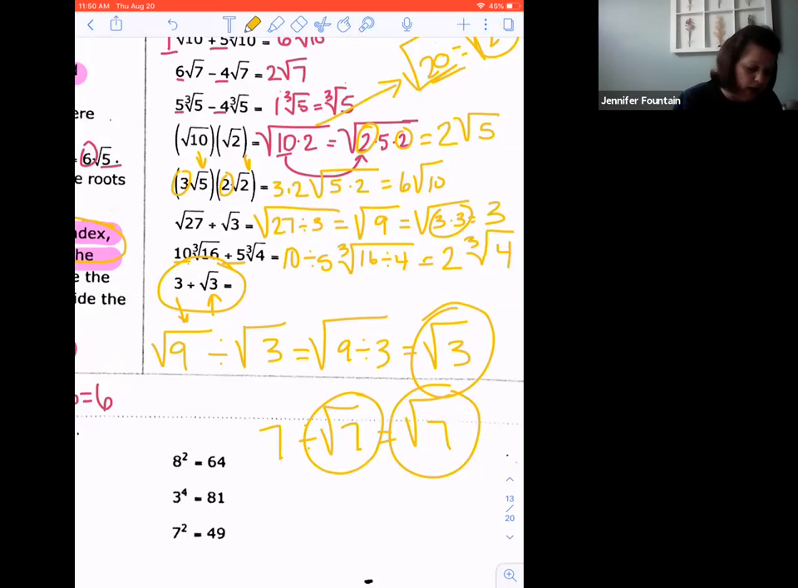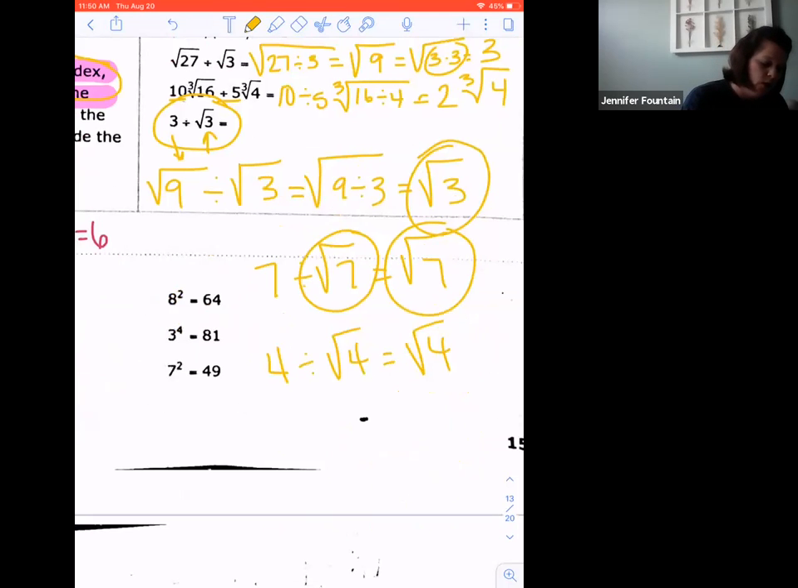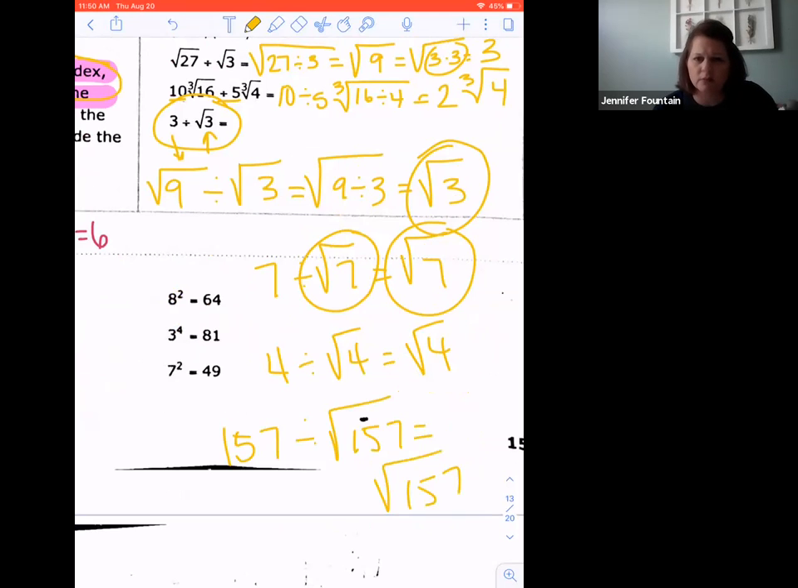If I had 4 divided by the square root of 4, that's going to equal the square root of 4. 157 divided by the square root of 157 will equal the square root of 157. Everybody following? Everybody good with that? So if I have a whole number divided by the square root of that number, my answer is going to be the square root of that number.